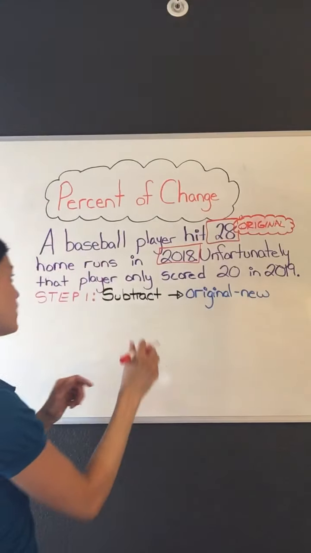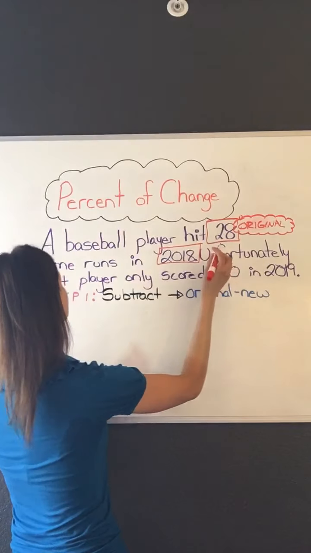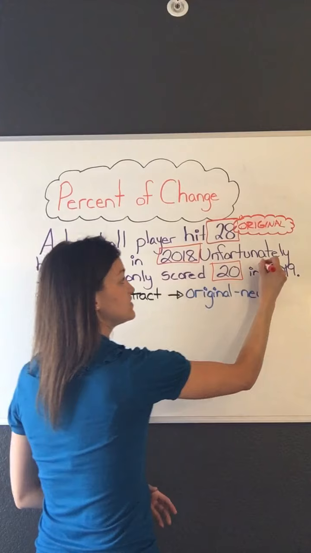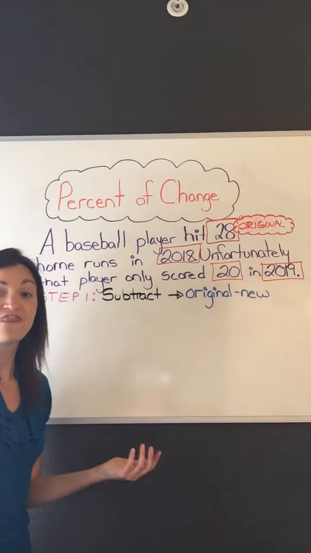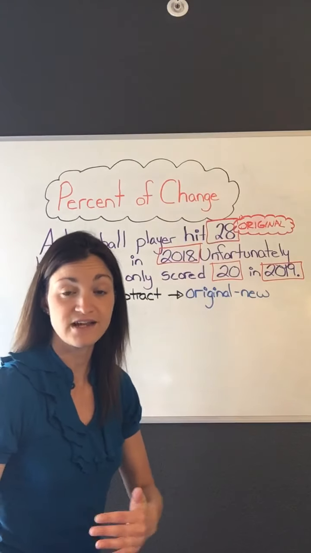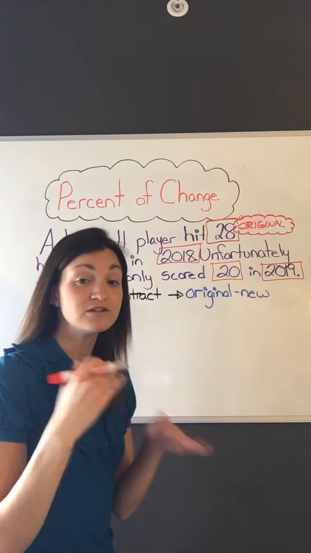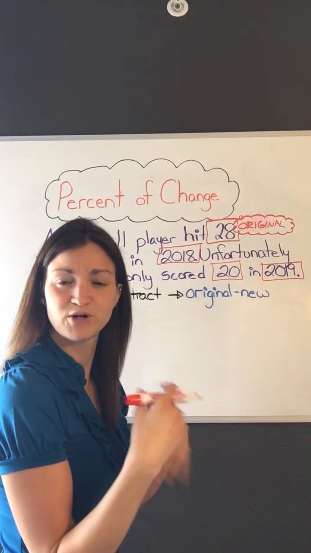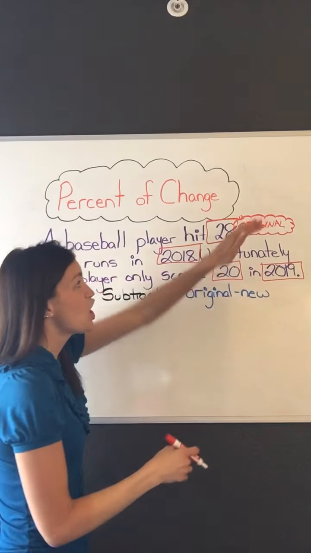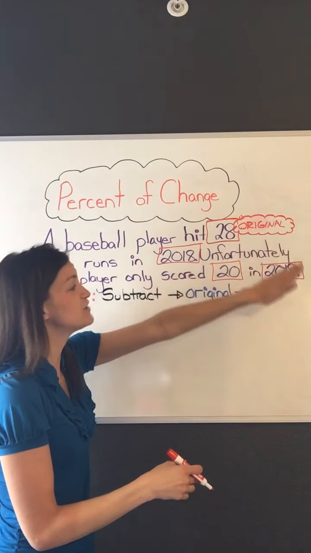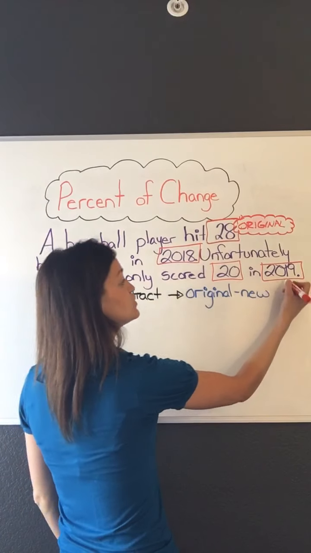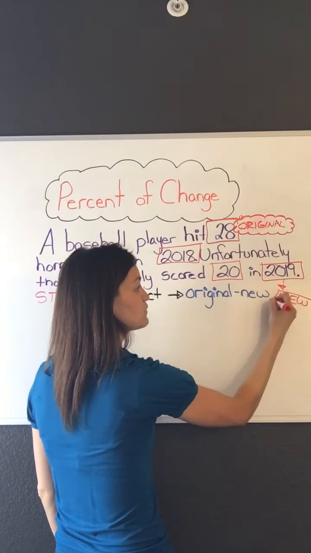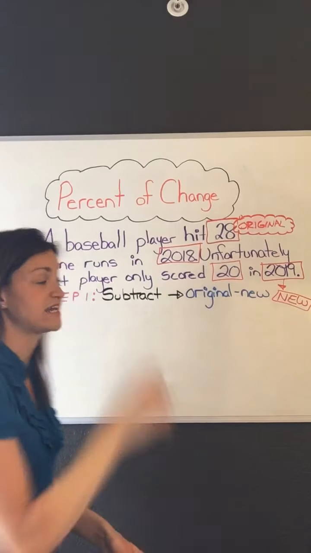So anyway, 28 home runs is the original amount because that's what happened first in 2018. So then when it says he scored 20 home runs in the year 2019, that's the new amount. 2019 is the newest year, even though that is hard to put into words exactly, but 2018 was the original and the change is now 2019. So this down here is going to be the new.